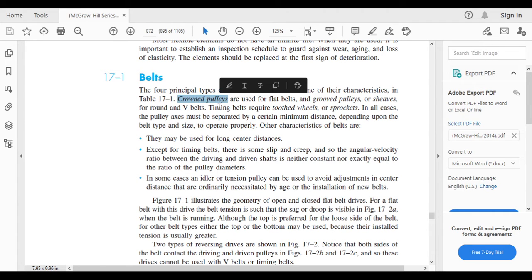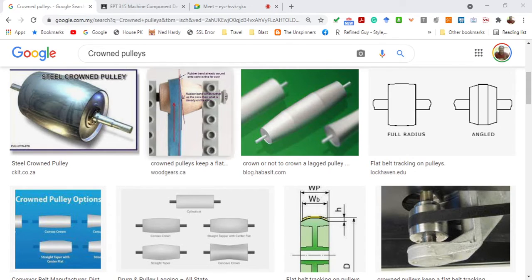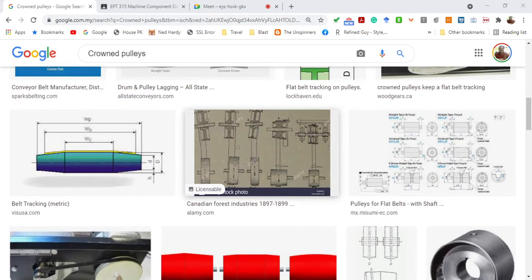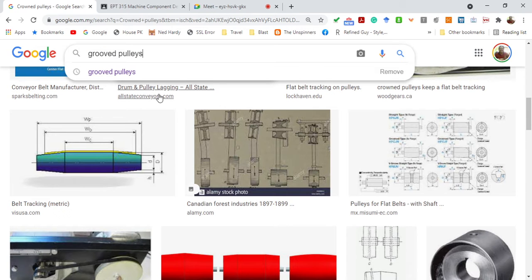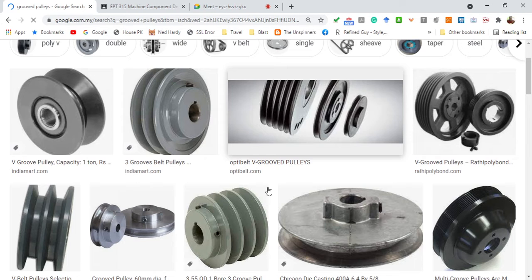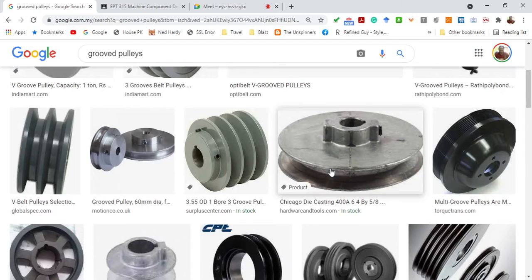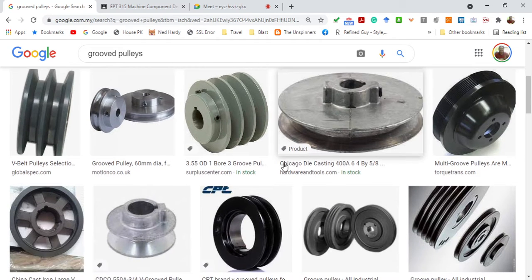Now, we have Google. Simple. We just Google the grooved pulley and everything, just to see what a grooved pulley is. This is a picture of a crowned pulley, required for flat belts. This is a grooved pulley, or sheave, for round or V belts. I'm sure some of you have seen it before.